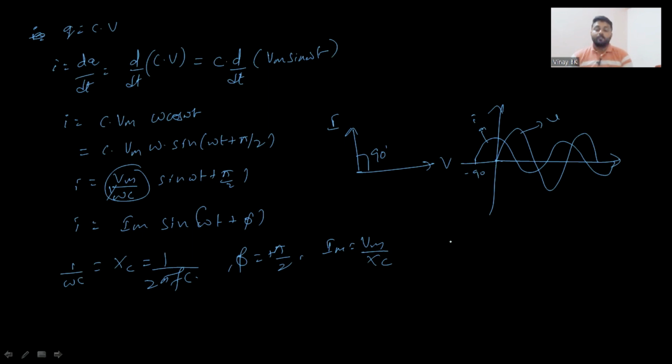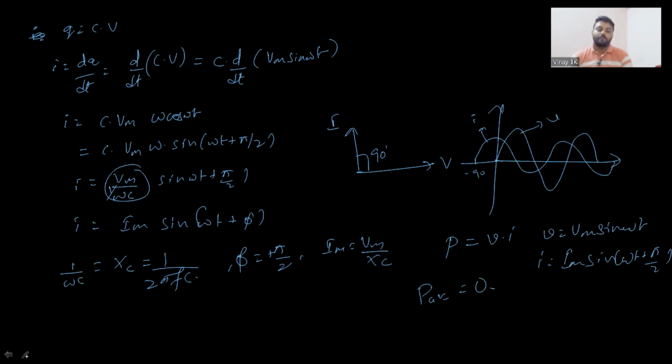After that, you derive the power. Average power is given by V into I. You substitute V equals Vm sine omega t and I equals Im sine omega t plus pi by 2. After deriving this, you get average power equals 0. Then again, you take intervals.